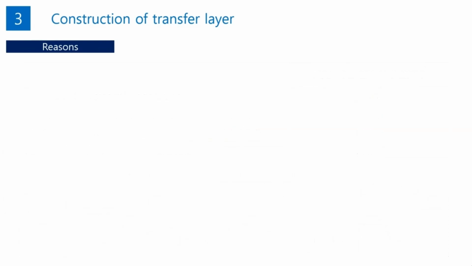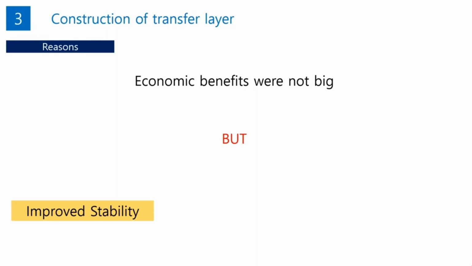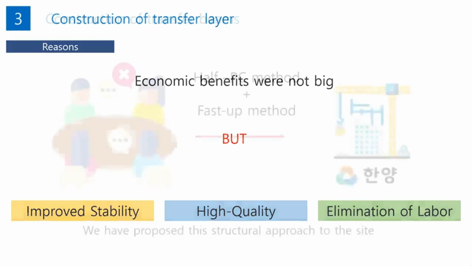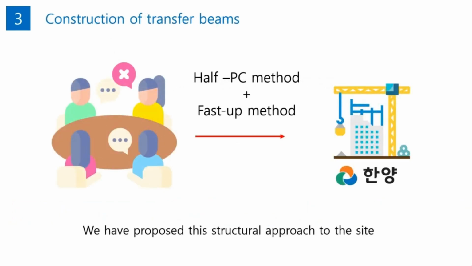Overall, the economic benefits were not big and were rather damaging, but when the fast-up method and the half-PC method were combined, improved stability, high-quality construction, and elimination of labor were expected. Therefore, based on the expected effect above, we propose the method that combines the fast-up method and the half-PC method on the site.